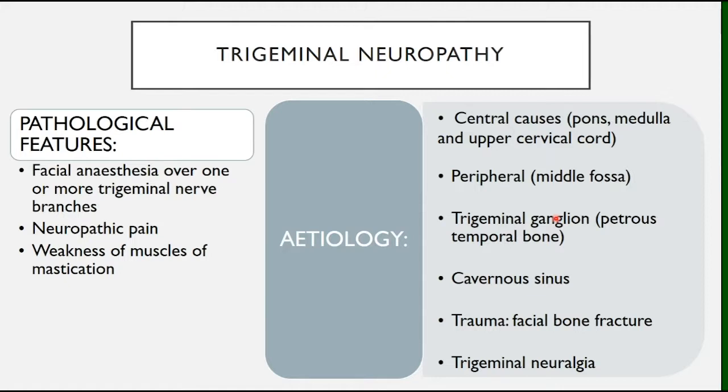So anything which is affecting the lateral part of the brainstem, from the area of the pons up to C2, can cause involvement of the trigeminal nerve. And then the middle fossa at Meckel's cave, if you have any pathology, any tumors, any infections, meningitis. Also at the trigeminal ganglion, which is in the petrous temporal bone. V1 and V2 pass through the cavernous sinus, so cavernous sinus pathology will affect those.